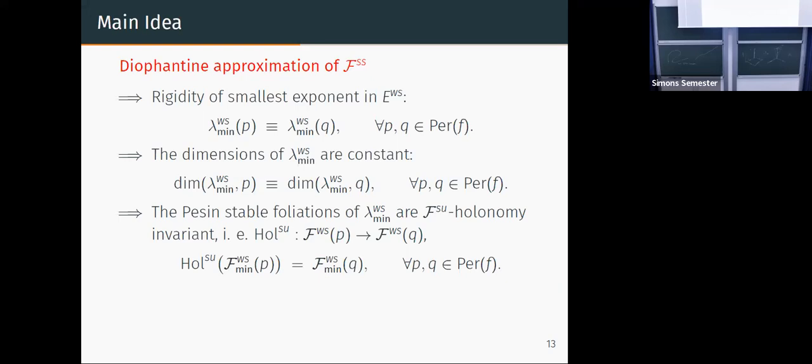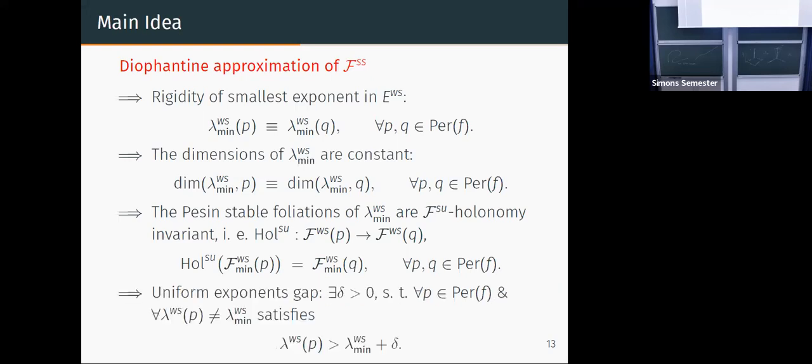And then finally, we can have a uniform exponent gap, which tells you that any exponent which is different from the minimal one is uniformly larger than that one, with some delta independent of the periodic points. It actually gives you a dominated splitting. And all these parts play the same game, the same techniques as for the strong stable. And then this allows you to play some kind of induction to get the final result. Also, we need to show that this minimal exponent of your F is actually the same as the minimal exponent of your A and has the same dimension. Okay, that's the main idea of the proof.